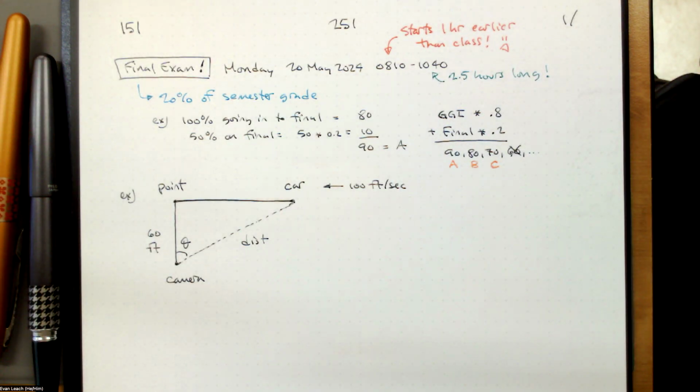Here's our pending problem from last week. I missed Friday, so we'll just go over this today. We had a car driving towards a point and a camera focused on the car. As the car drives to the point, the car is approaching the point at 100 feet per second.